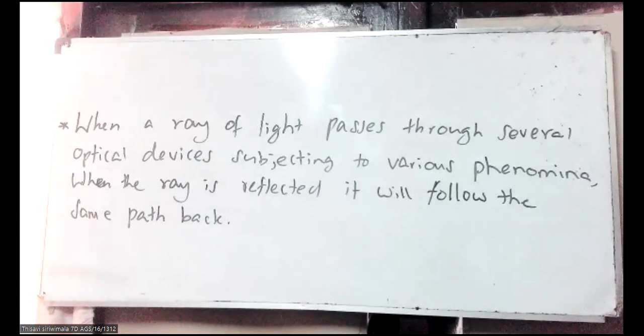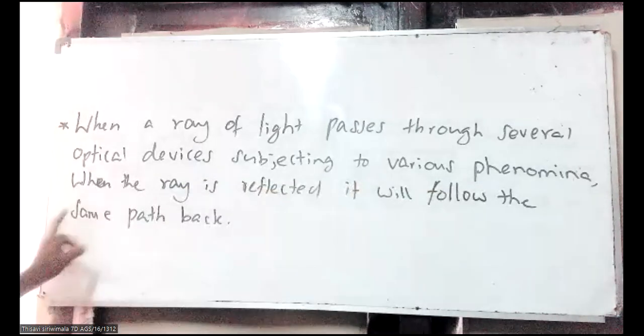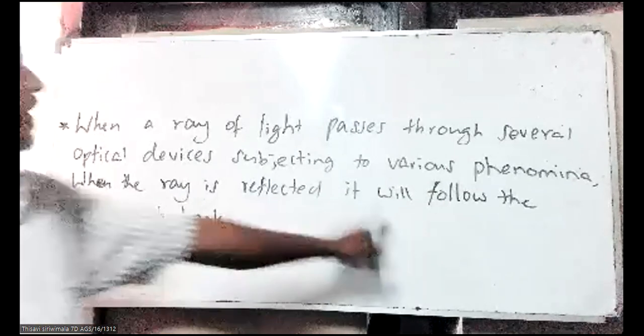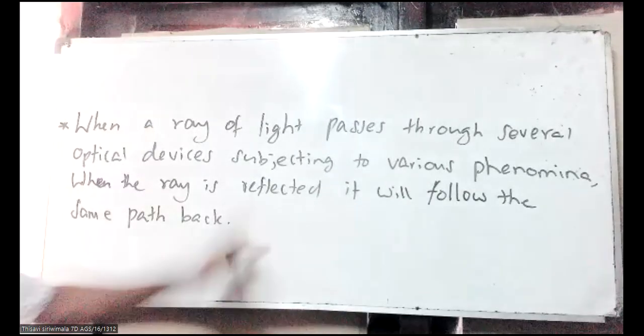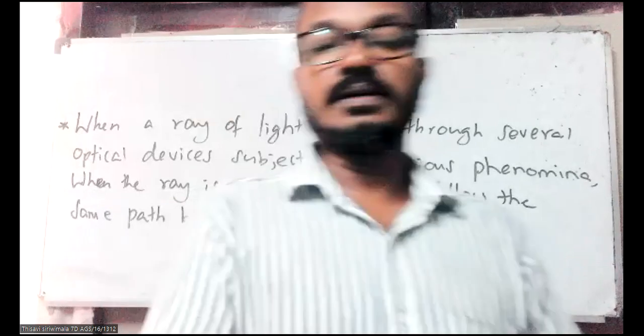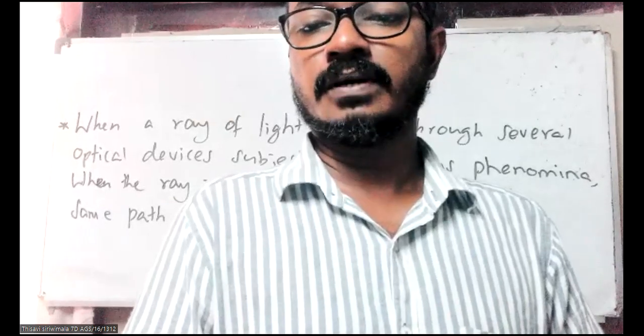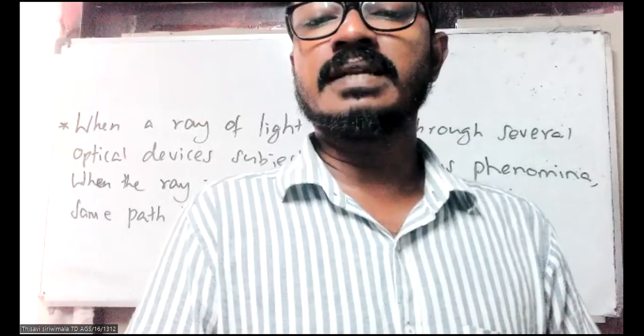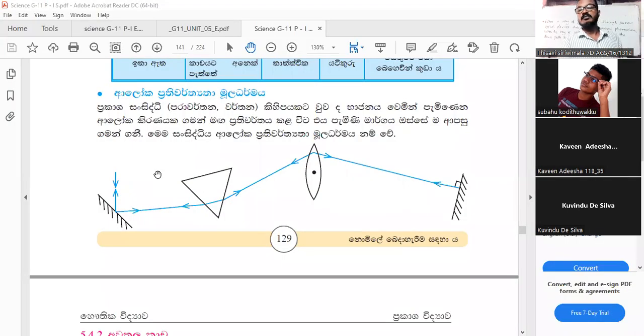When a ray of light passes through several optical devices subjected to various phenomena, when the ray is reflected, it will follow the same path back. So this is the note, and this will be the diagram. So okay, you can draw the diagram into that box, right? In some books, this is not available. You can write it. Sorry, you can draw it.